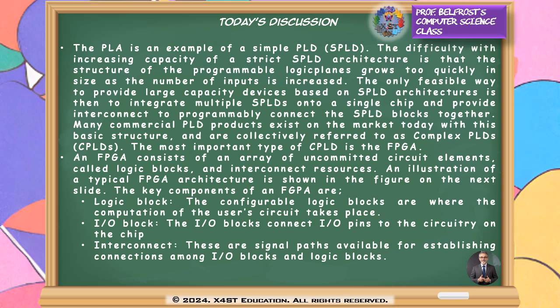So an FPGA consists of an array of uncommitted circuit elements called logic blocks and interconnect resources. An illustration of a typical FPGA will be shown in the next slide. The key components of FPGAs are only three. The first one is the logic block, the configurable logic blocks where the computation of the user's circuit takes place. The second one is the I/O block, which connects I/O pins to the circuitry on the chip. And the third one is the interconnection, the signal paths available for establishing the connections among I/O blocks and logic blocks.